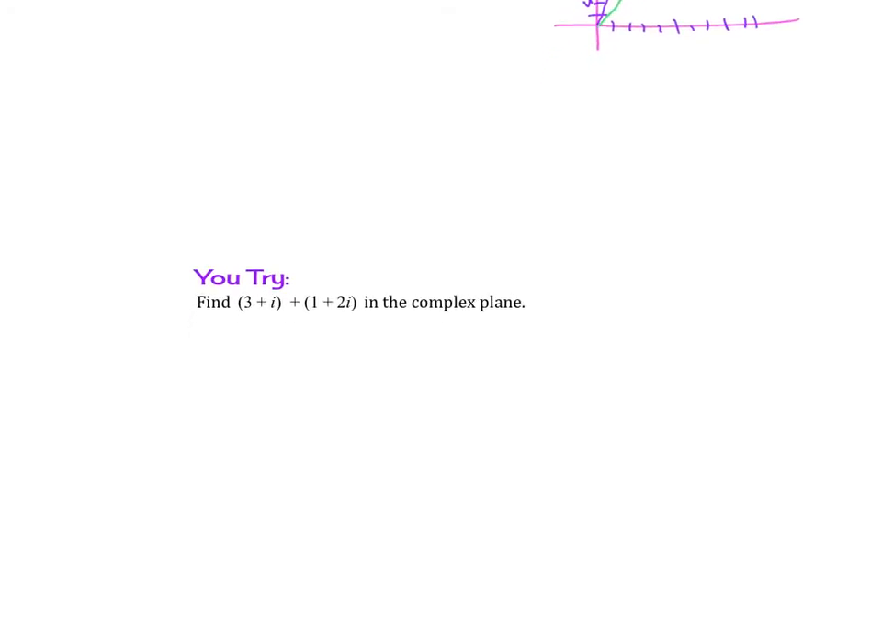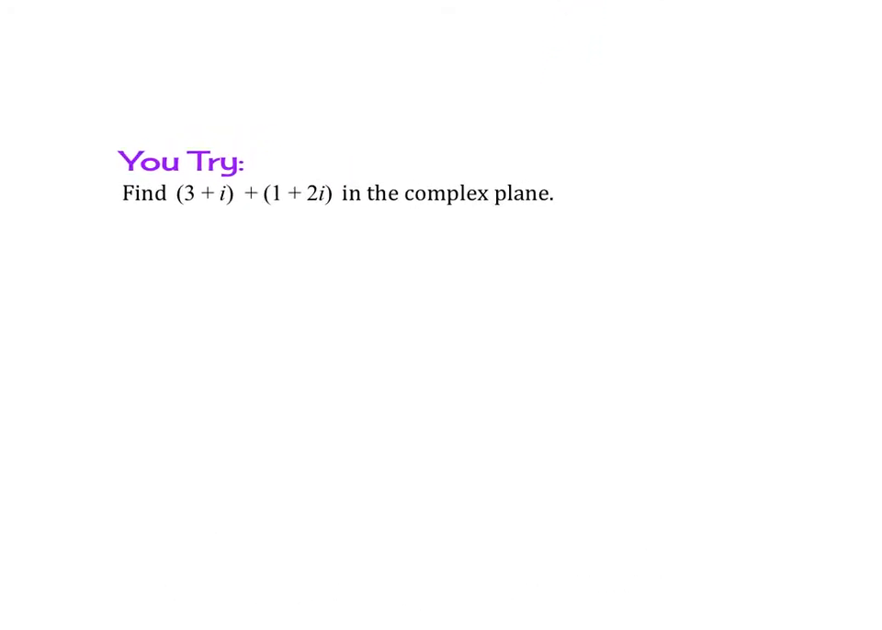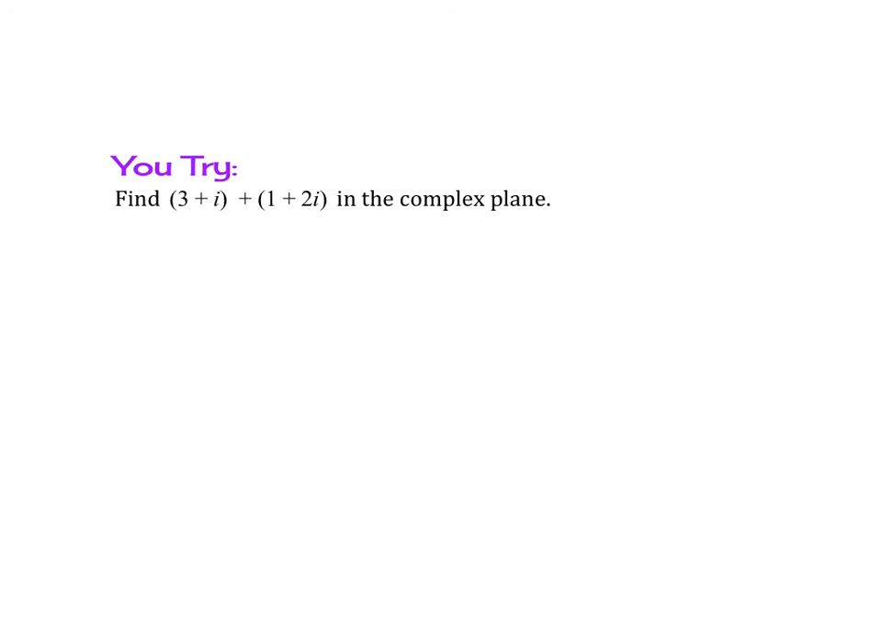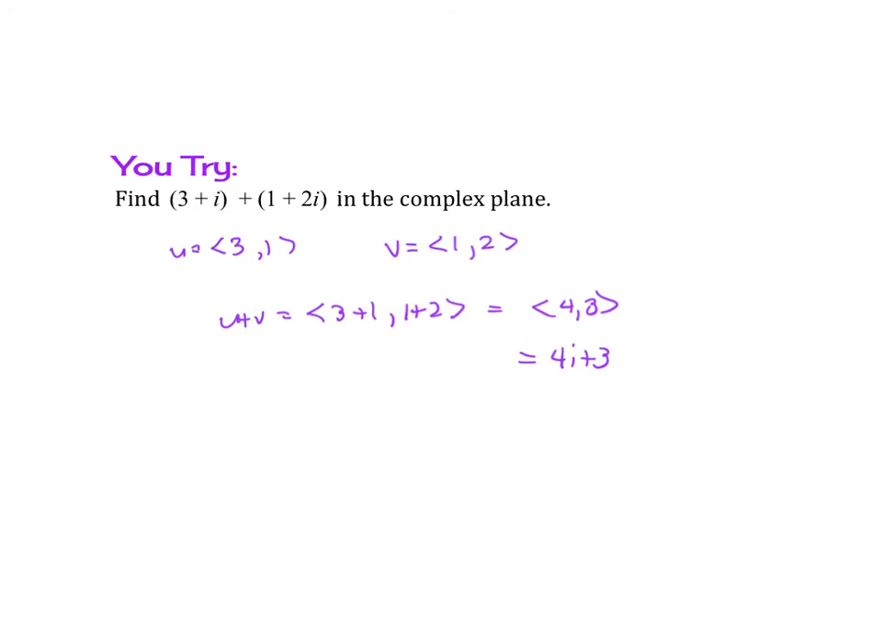You don't have to draw it for this next one, but I do want you to find (3 plus i) plus (1 plus 2i) in the complex plane. It is trying to test you on whether you can add vectors or not, so try to do it using vectors, please. All right, so you should have gotten 4 plus 3i. And I know you could really do this all in your head as well.